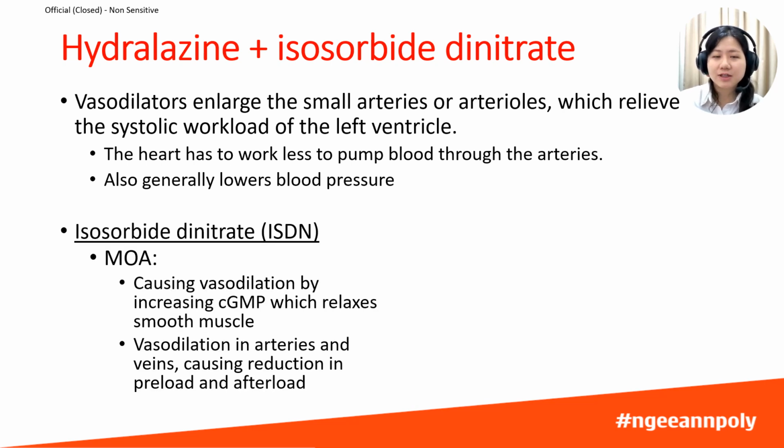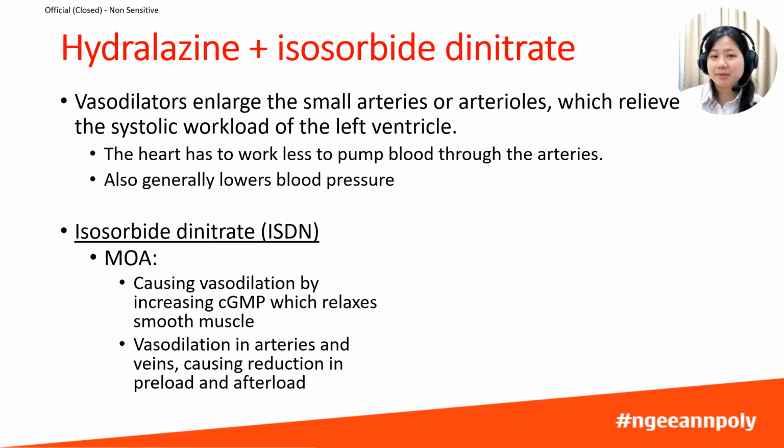We have covered nitrates in angina treatment. One of the nitrates is isosorbide dinitrate, or ISDN. The mechanism of action, if you still remember, is that it causes vasodilation by increasing cGMP, which relaxes smooth muscles in the blood vessels. Isosorbide dinitrate causes vasodilation in both arteries and veins, so it reduces the preload as well as afterload.